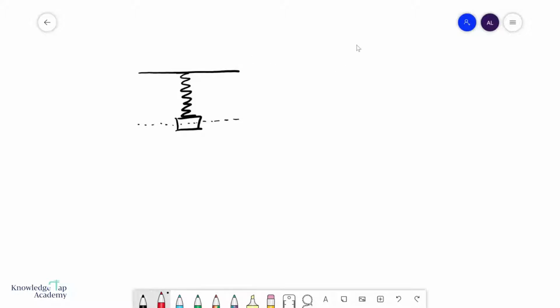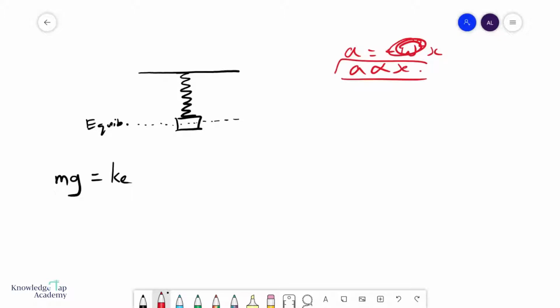And we must remember that at this equilibrium position over here, the weight of this mass, let's call it mg, has to equal the spring force, let's call that Ke, where e is the extension of the spring at equilibrium, like so. Now, if we want to prove whether something is in SHM, we need an expression for its acceleration, and we must show that this acceleration equals negative omega squared x, or at least show that a is directly proportional to x in a more general form.